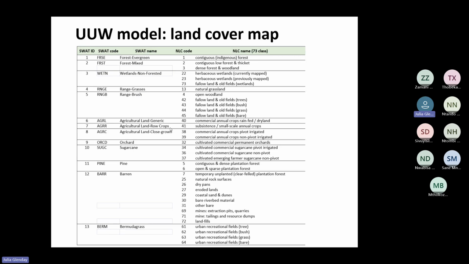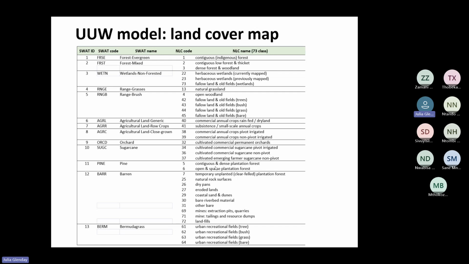Row crops just means SWAT will assume that the vegetation is a bit more spread out. The leaf area index is lower. There's exposed soil between, which is what I would assume a bit for subsistence maize, for example. And then close grown is where it's a bit denser. So I assigned that for the pivot and non-pivot but irrigated crops. And then the orchards are all one. Sugarcane, the National Land Cover map does differentiate irrigated and non-irrigated. However, there was very, very little area that was mapped as irrigated within the catchment, so I did lump those.